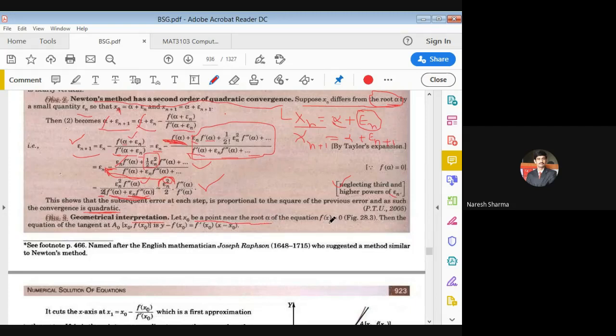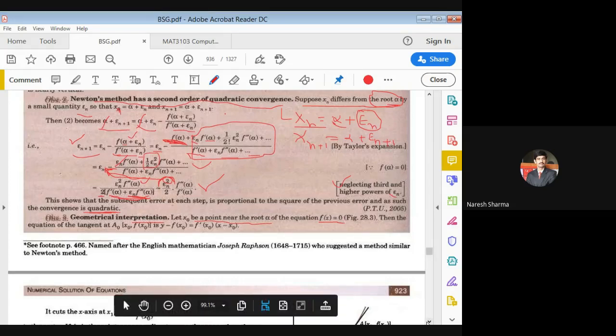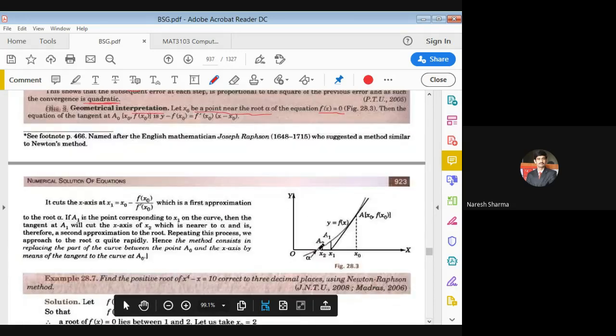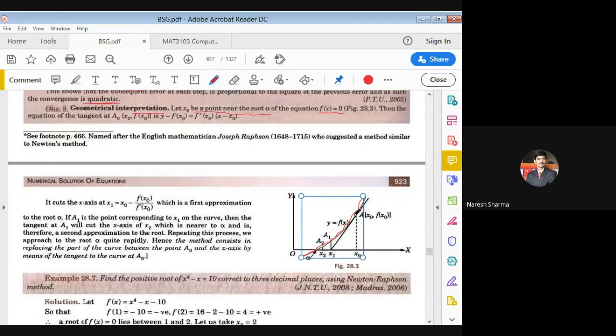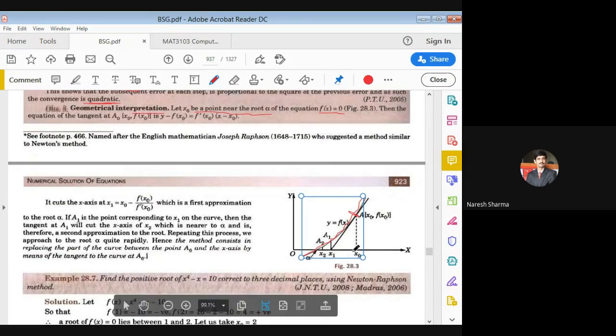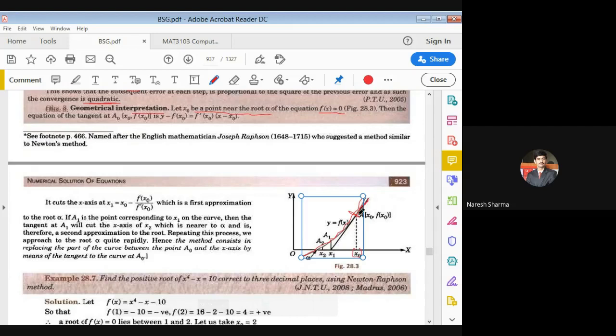As a first approximation, we assume the root of the equation f(x) = 0. Suppose this is the equation of the curve, and we assume that this is the first approximation of the root, that is x naught. So if it is the first approximation of the root, we draw the tangent line here at point A.